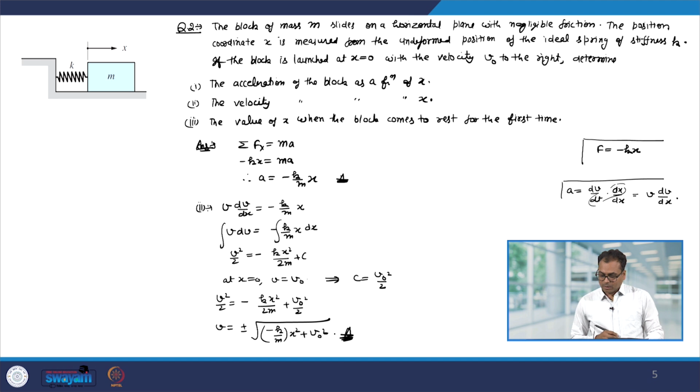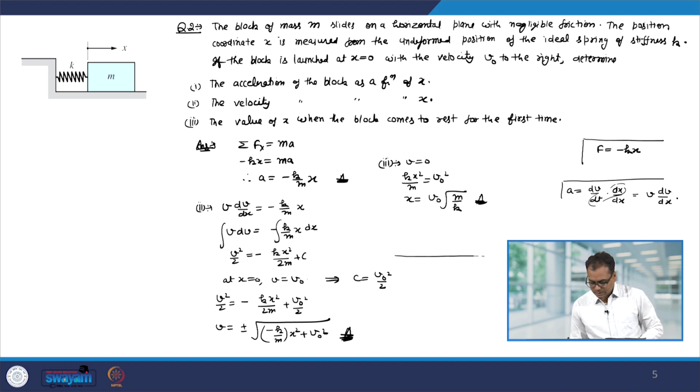In the third part, we have been asked the value of x when the block comes to rest for the first time. So, when the block comes to rest, that means v has to be 0. So, in part second, let us put v equal to 0. So, we have k x square over m equal to v naught square, or x equal to v naught square root m by k. Let us look at it in picture.